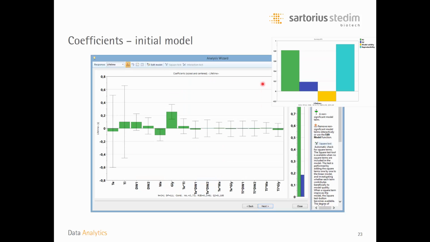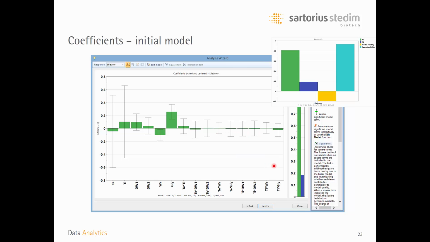In the next stage, we are looking at the model, and here we see the coefficients for the initial model, and the insert shows the summary of fit statistics. We have a rather high explained variance, or R square, but a rather low Q square, or predicted variance. And this rather large gap between the R square and the Q square points to some imperfections in the model. And as we can see, there are a number of the higher order terms that are close to 0.